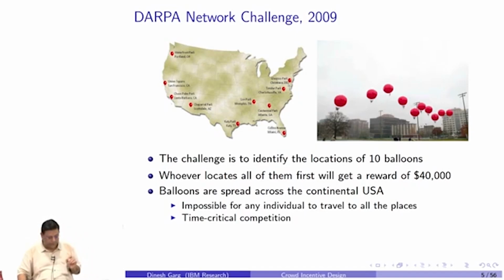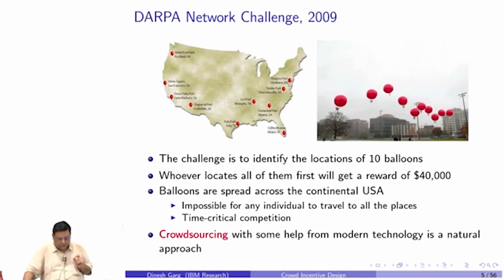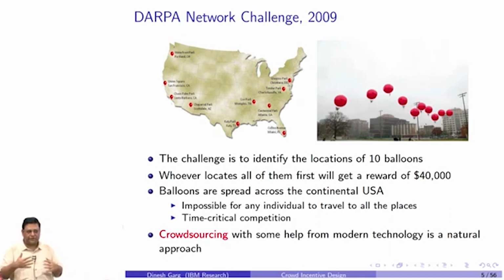You will get absolutely zero reward, right? So crowdsourcing with some help from modern technology is a natural approach, and in fact this was the motivation of DARPA to explore the possibility of uses of some of this information and communication technology which have advanced in recent time. How can you use this ICT combined with crowdsourcing to tackle such problems which are of immense importance and use for society?